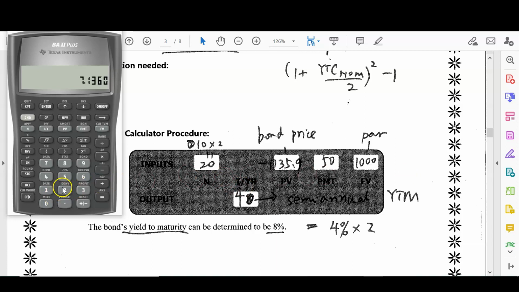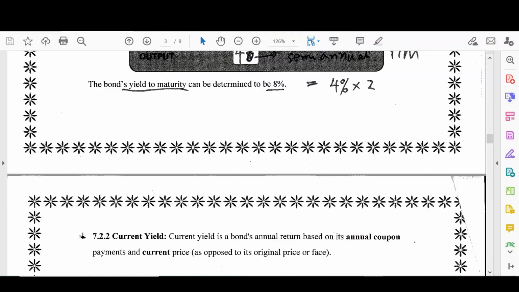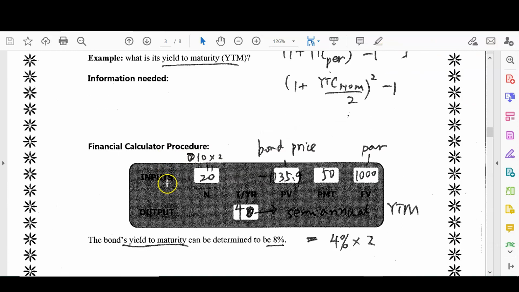So the only two changes I make are inputting 20 as N instead of 8, and inputting 1,000 par value instead of call price as future value. Compute for I. We have 4 as our semi-annual yield to maturity. Then we need to multiply by 2. So we have 8% as our nominal annual yield to maturity. That's how we calculate yield to maturity, yield to call, and bond price for a semi-annual bond.